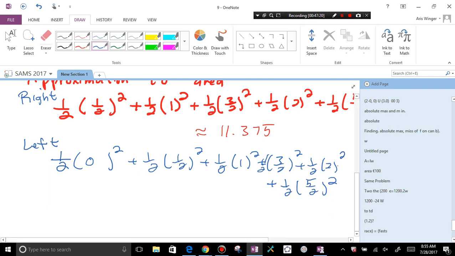Looking at the picture, the area is going to be an underapproximation. 6.875. I think that's right. So the answer looks like it's somewhere between those two. What is it? The answer is 9.